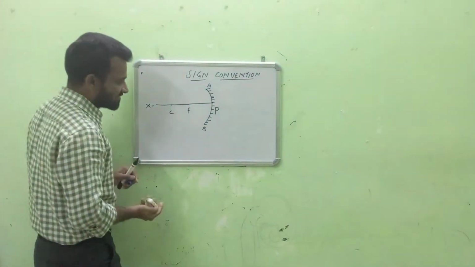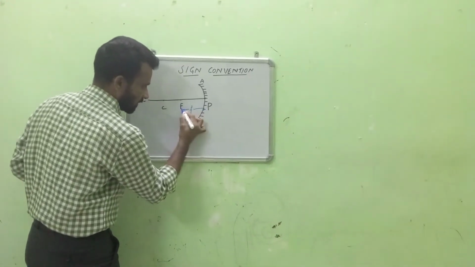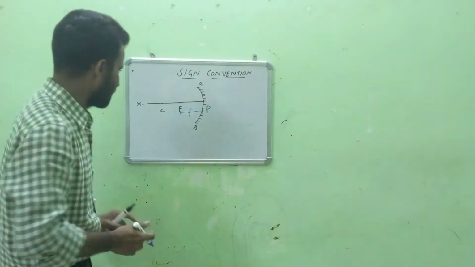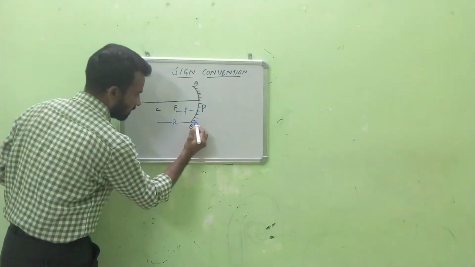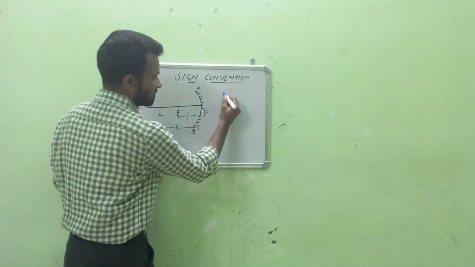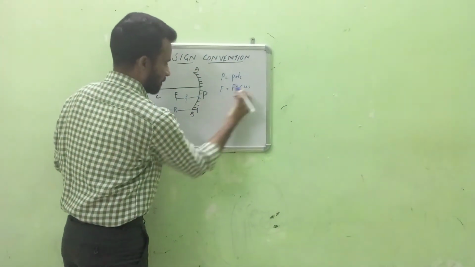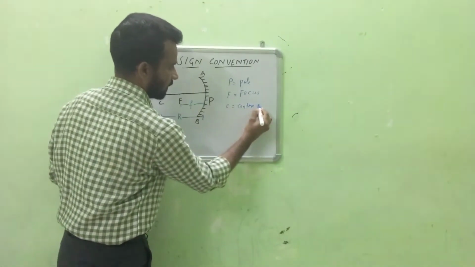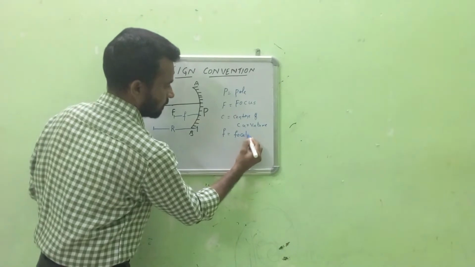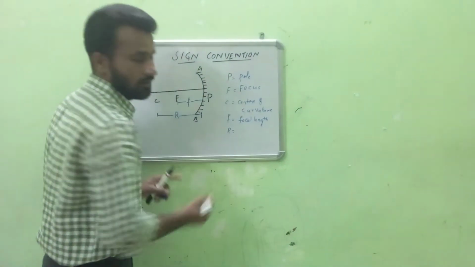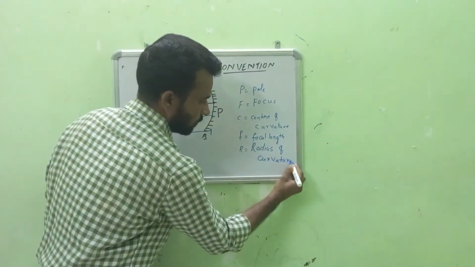What is the distance from pole to focus? The distance between pole and focus is the focal length. We have already discussed this in previous classes. And the distance from pole to center of curvature is the radius of curvature. I am writing the terms: P stands for pole, F stands for focus, C stands for center of curvature, f stands for focal length, and R stands for radius of curvature.